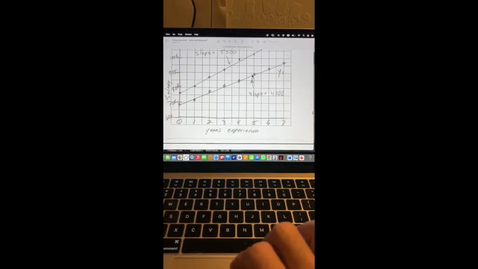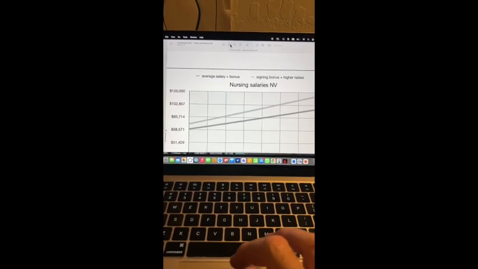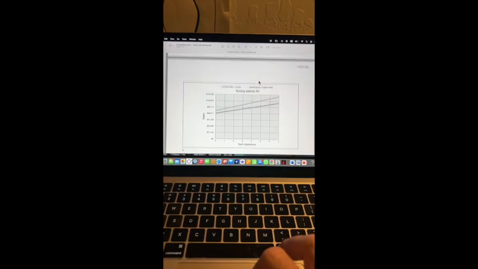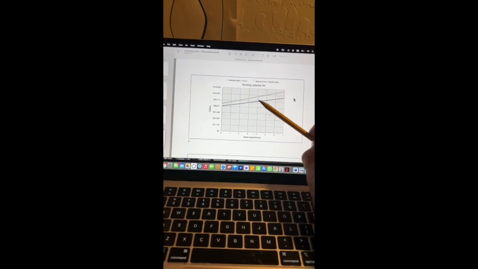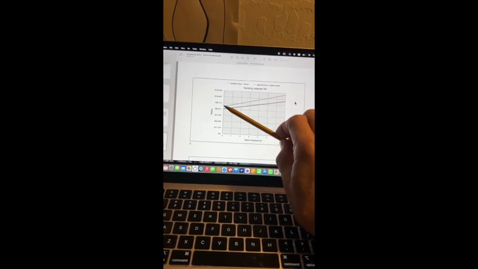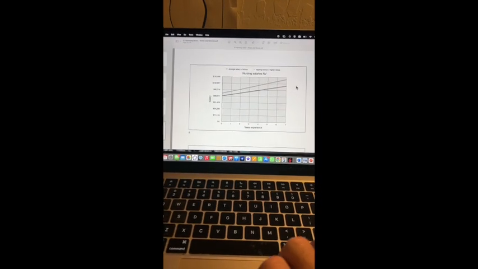So let's look, we might be to the end of it already. Oh, this is what it looks like if I did it on a computer. Same graph. This was the average salary, and this was the salary if you go to work in a high needs area. Oh, look, and it's labeled up there.